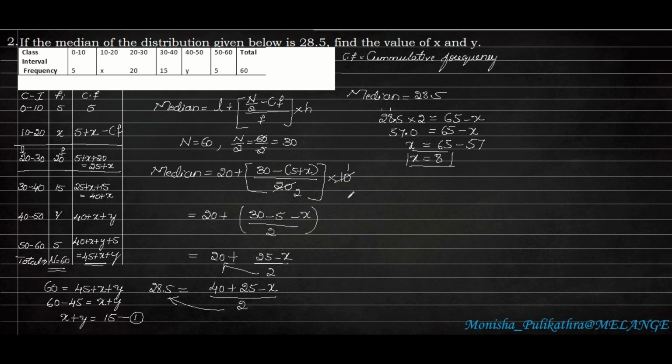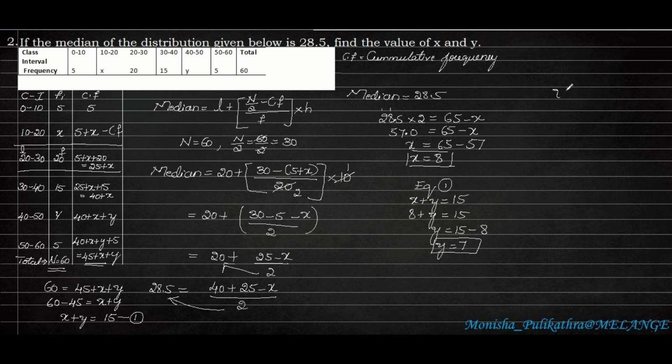Okay, so next, by equation 1. In equation 1, we know that x plus y is equal to 15. So the value of x is already found out. That is 8 plus y is equal to 15. y is equal to 15 minus 8. So 15 minus 8 is equal to 7. So we got the value for x and y.